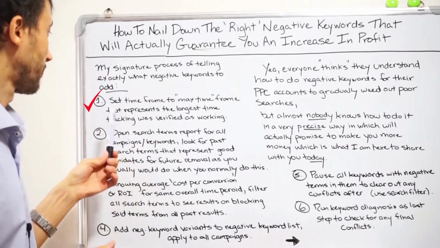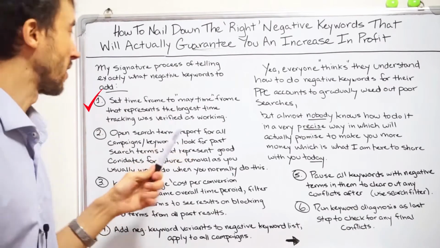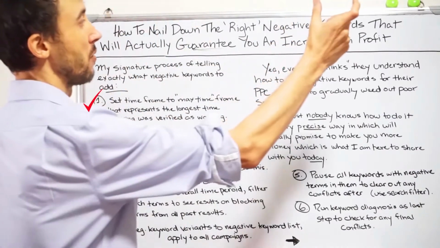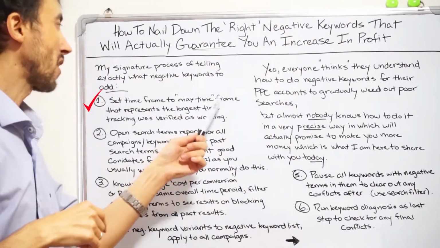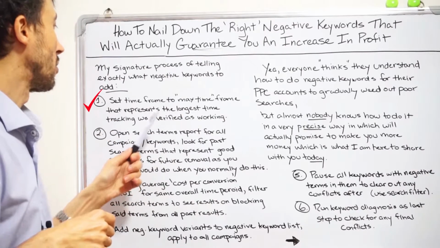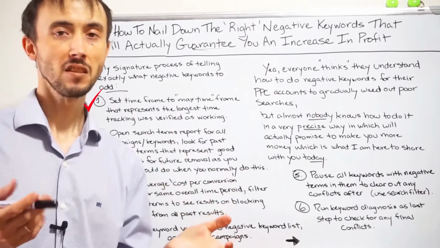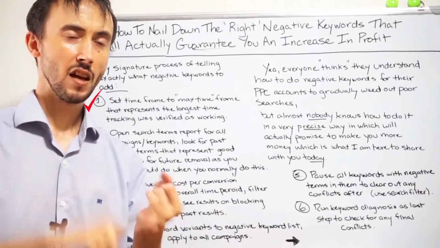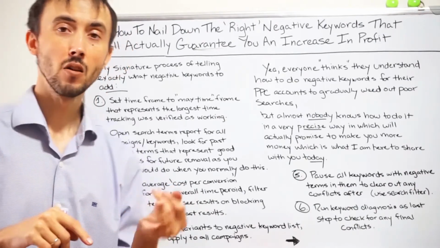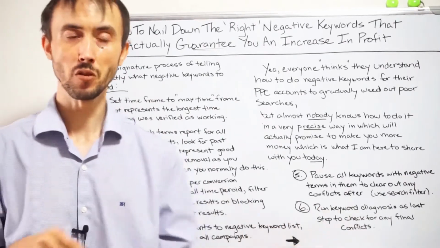So, getting into it, number one in the 6-step simple process that I have is you're going to set the time frame in the upper right-hand corner of your account to the maximum time frame that represents the longest time tracking was actually verified and working on your account. So basically, if you don't have tracking set up on your account to track at least cost per lead, if not cost per sale, if not ROI, which you should have as a minimum already if you're going to take PPC seriously, that's what you do first of all.